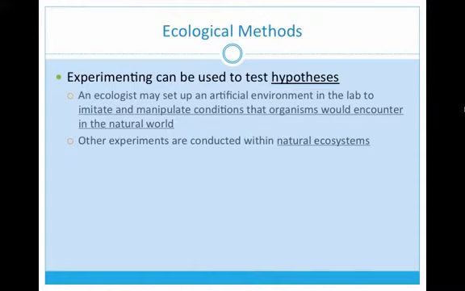Experimenting can be used to test a hypothesis, which you guys have done in the past. You've observed something, you come up with a question, you now have to test your hypotheses. An ecologist might set up an artificial environment in the lab, which would imitate the environment, or which they can use to manipulate conditions that an organism might encounter in the natural world. It's not real easy to manipulate the actual environment, but in a smaller controlled area you can manipulate it.